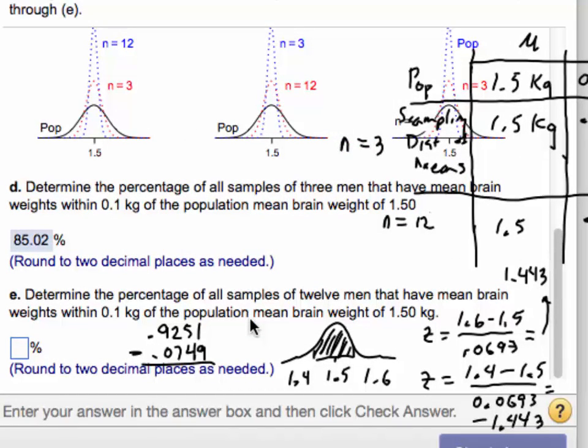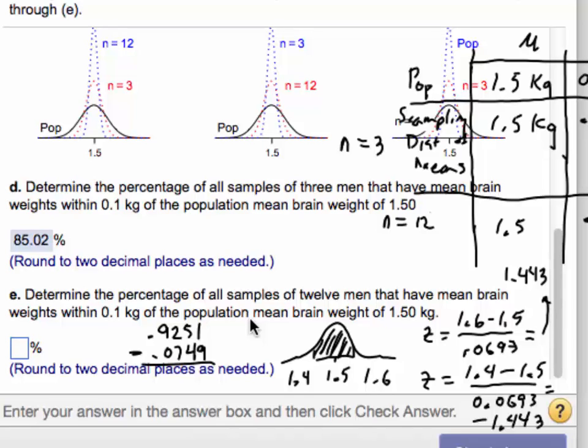Okay, so before we do this one, now let's think about this. Is this going to be a bigger percent or a smaller percent? So now we're taking samples of 12, and we're still going out 0.1 kilogram either side. Is that going to be a bigger percent of the means that fall in that range, or a smaller percent of means that fall in that range with the bigger sample size?